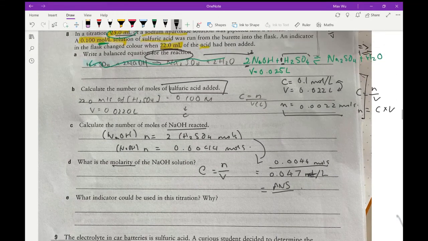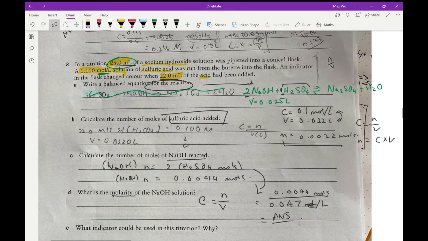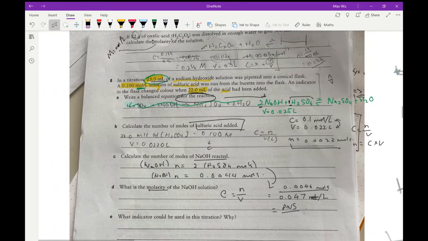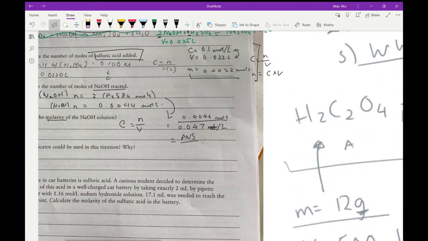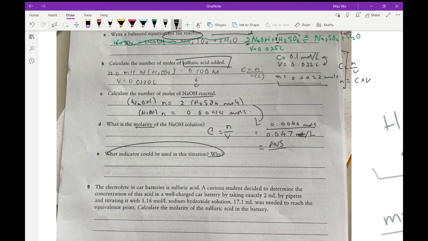What indicator is used in this titration and why? Okay, so here we want to look at which one is stronger. Is sodium hydroxide stronger or is sulfuric acid stronger, right? We talked about this before. Because sodium hydroxide or sulfuric acid is going to dissociate into more things, right? So this is actually a really good one. We can talk about this.